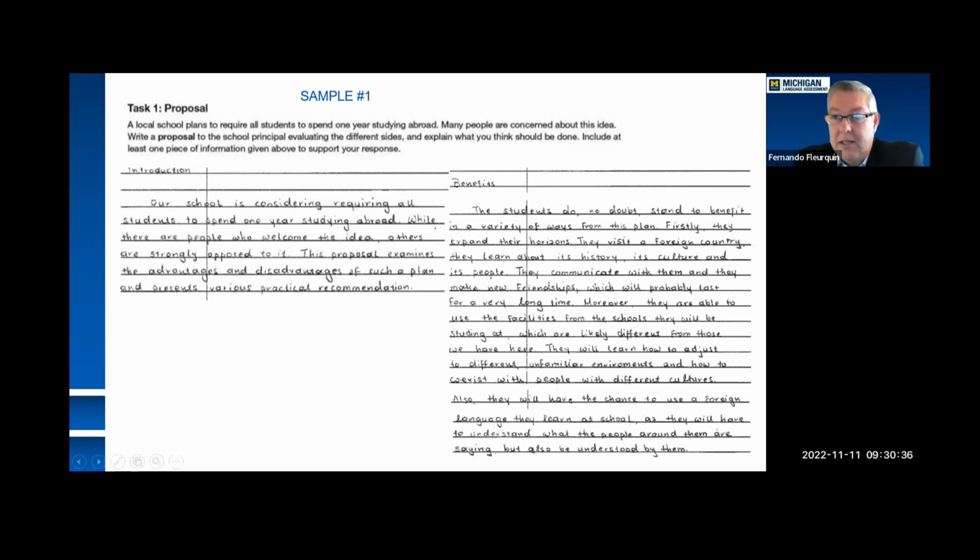Benefits. The students do no doubt stand to benefit in a variety of ways from this plan. Firstly, they expand their horizons, they visit a foreign country, they learn about its history, its culture, and its people. They communicate with them and they make new friendships, which will probably last for a very long time. Moreover, they are able to use the facilities from the schools they will be studying at, which are likely different from those we have here. They will learn how to adjust to different unfamiliar environments and how to coexist with people with different cultures. Also, they will have the chance to use a foreign language they learn at school, as they will have to understand what the people around them are saying, but also be understood by them.